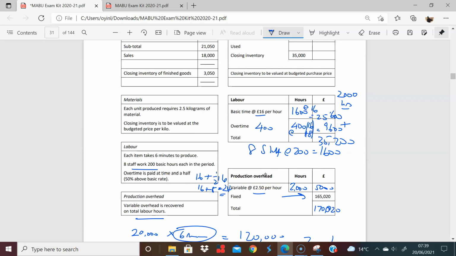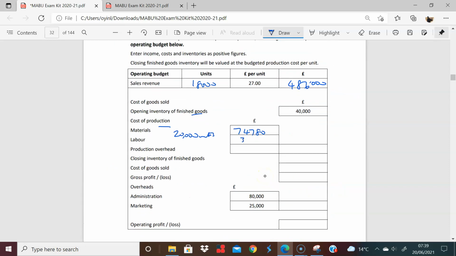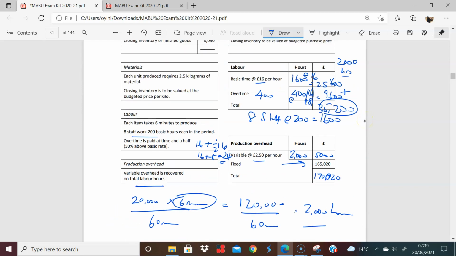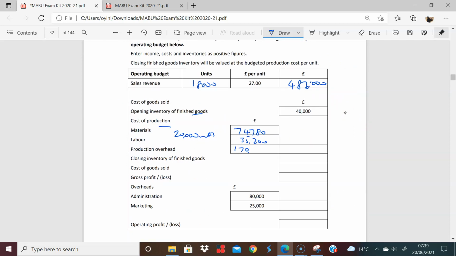Then we did the labor calculations over here. For producing those 20,000 goods, we needed 2,000 hours, and we worked that total to be 35,200. And the associated overhead for the year, of course, was to do with the variable and the fixed. So we have 170,200. So this was the cost of producing 20,000 units.